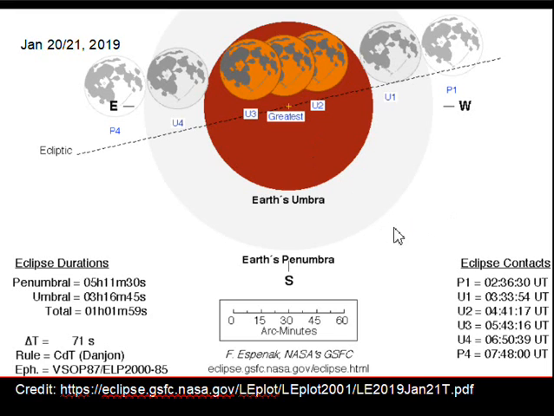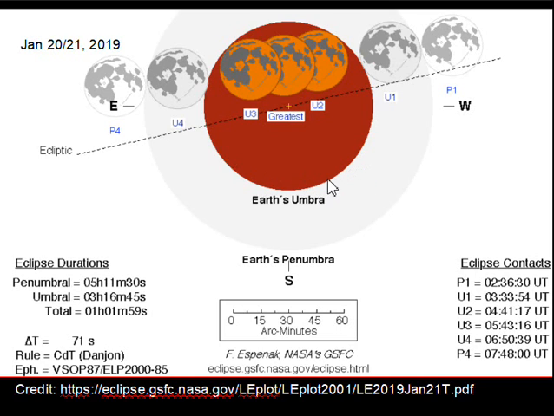If the full moon was down below the Earth's umbra, we would not get a total lunar eclipse. And if the moon just kind of grazed across the Earth's umbra in its motion, it would not be a total lunar eclipse, it would be a partial lunar eclipse.